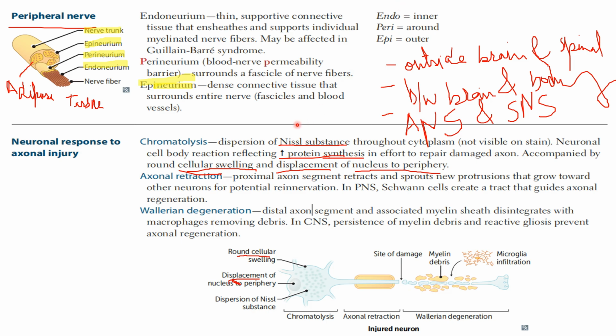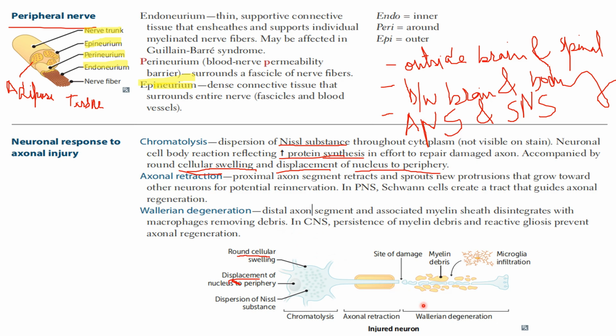Now we have Wallerian degeneration. You can see this is happening here. The distal part is the one which is away from the center of the neuron, the ending part. So the distal axon segment and associated myelin sheath, you can see this yellow myelin sheath, is going to disintegrate and break into smaller pieces, with macrophages removing the debris.